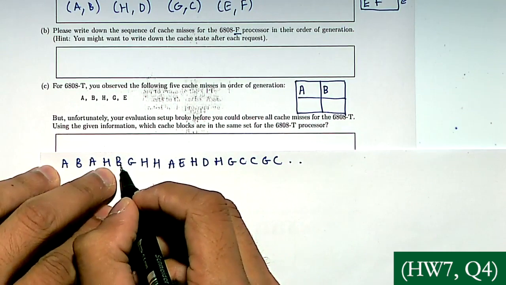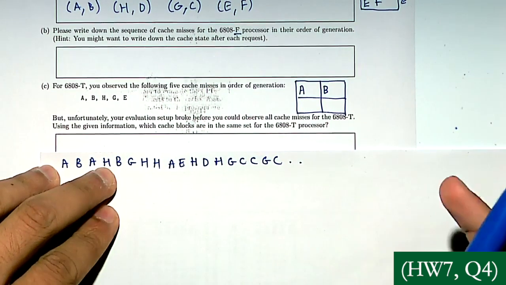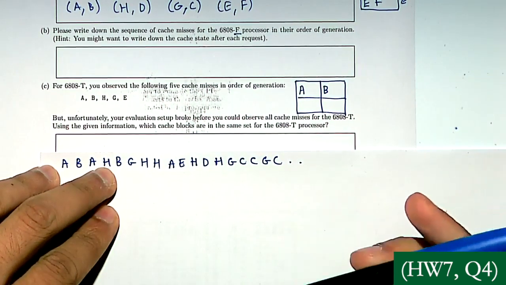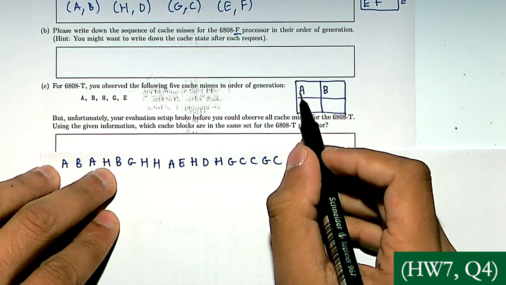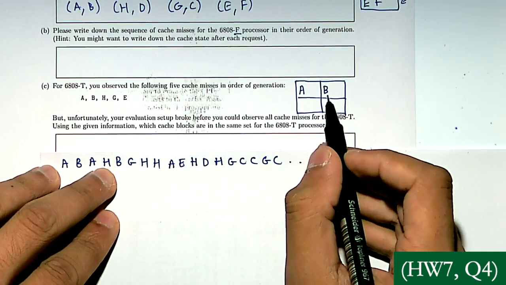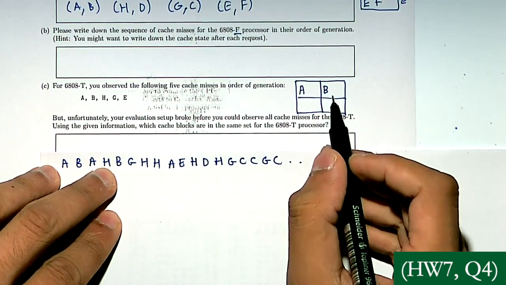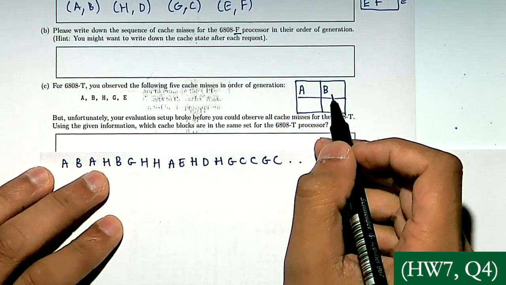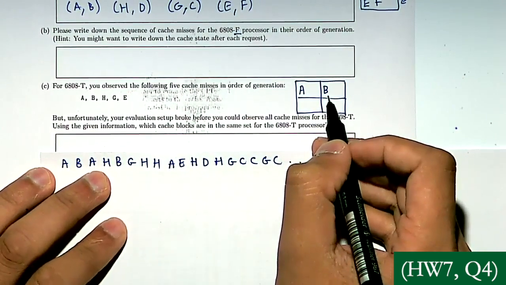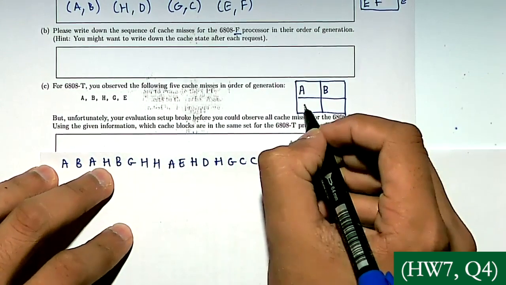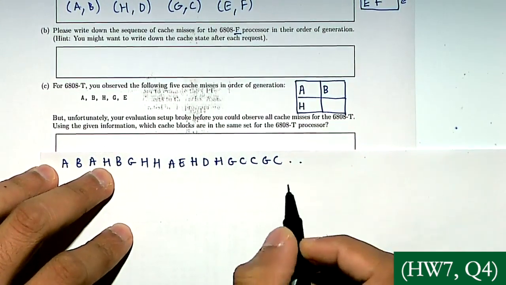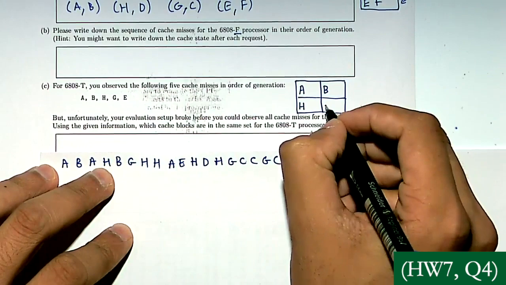Then we have B. And so B does not generate a miss. And so that means B was not evicted. But B was also not the LRU here. A was the LRU. No. Okay, sorry. B is the LRU. And so B would have been evicted by H if it mapped to the same set. But it wasn't, because B did not generate an additional miss there. That tells us that H maps over here. And by default, we also get that D maps over here.